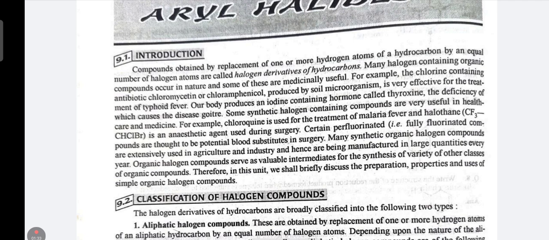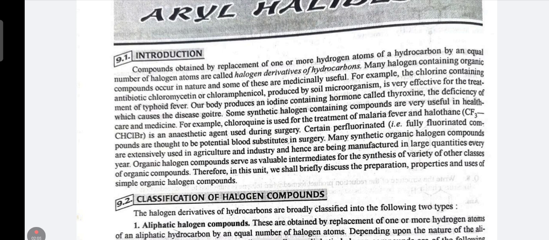Certain fully fluorinated compounds are thought to be potential blood substitutes in surgery. Many synthetic organic halogen compounds are extensively used in agriculture and industry and hence are being manufactured in large quantity every year.